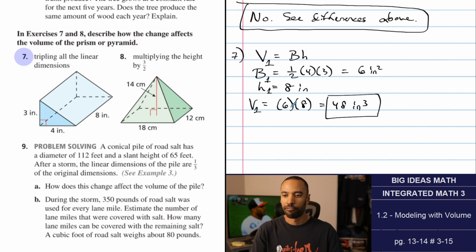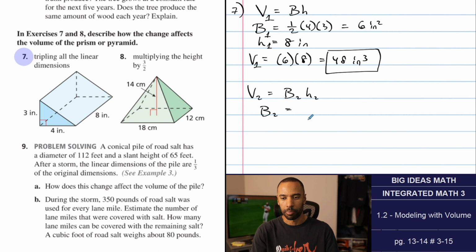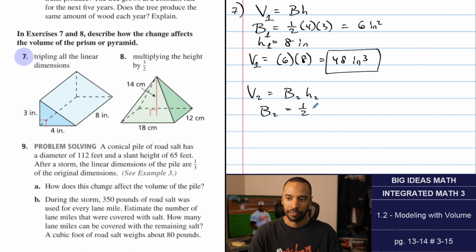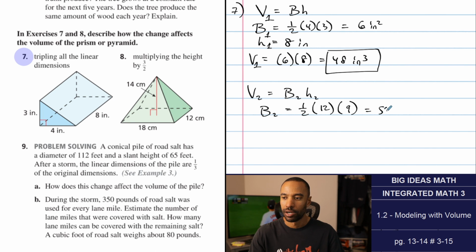Now there's that one. Volume 2, meanwhile, is going to be tripling everything that we have. So area of base 2 times height 2, that kind of thing. Area of the second base, now we're going to take our dimensions and triple them. So 1/2 base length 4 tripled is 12 times height 3 tripled is 9. Half of 12 is 6 times 9 is 54. So 54 square inches compared to the 6 already. You can see it's 9 times bigger.